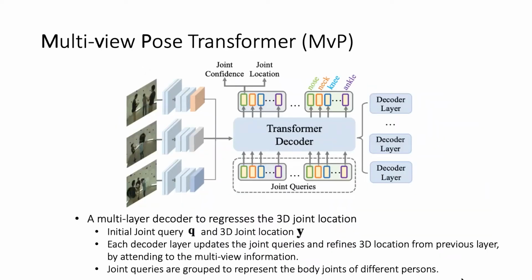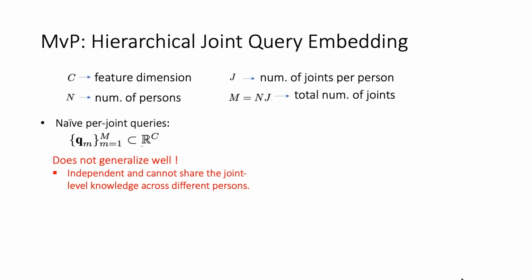Here is an overview of MVP. It adopts a multi-layer decoder to regress the 3D joint location. Given the initial joint query and 3D joint location, each decoder layer updates the joint queries and refines the 3D location from the previous layer by attending to the multi-view information. The joint queries are grouped to represent the body joints of different persons.